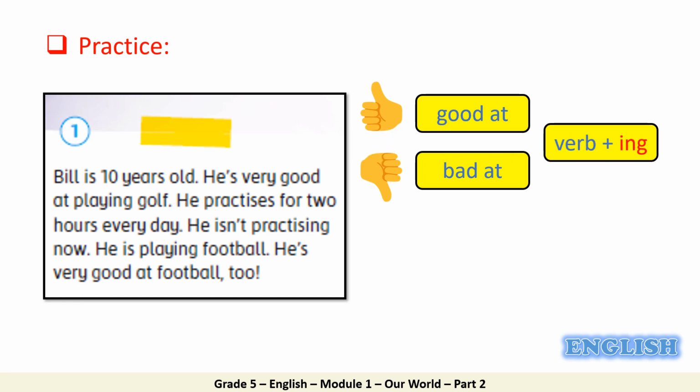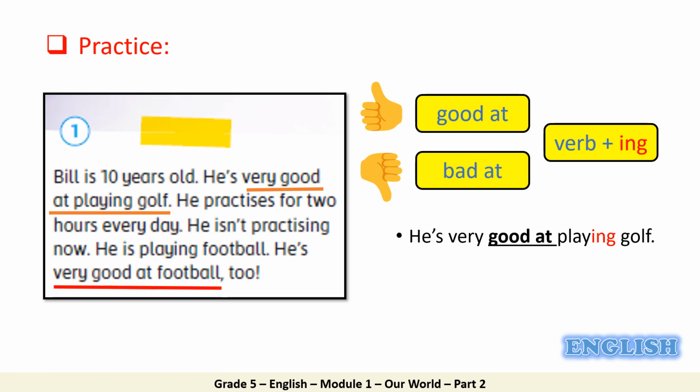Take a look at this paragraph. Can you find this structure in it? Good job. He is very good at playing golf. Notice we added ing to the verb play. Is there another one? Good at or bad at? Yes, he is very good at football. Now let me ask you a question. Why didn't we add ing to the word football? Excellent, because it's not a verb. We only add ing to the verbs.